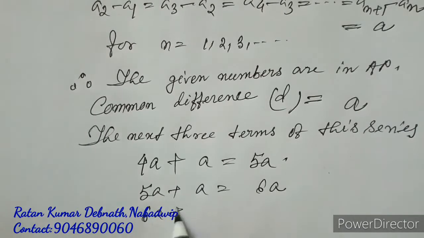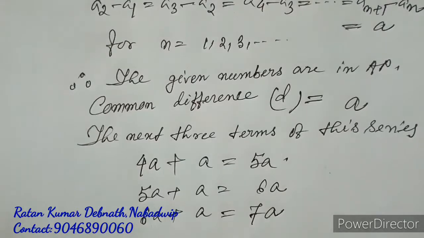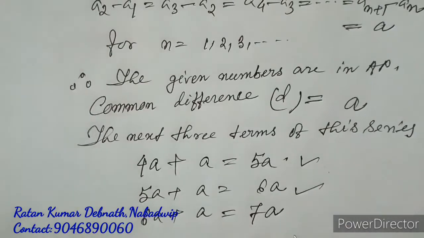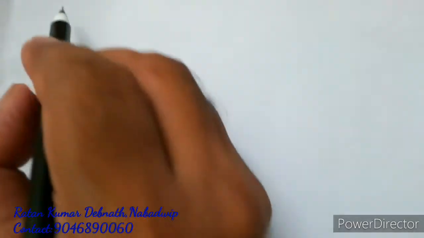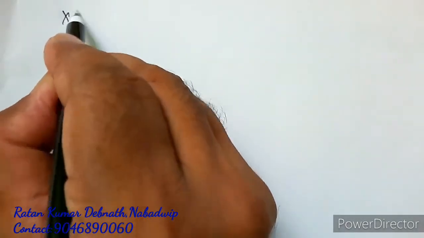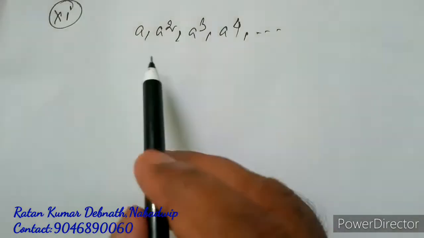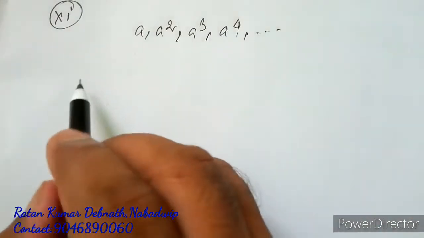Then 6a plus common difference a means 7a. So next three terms of this series are 5a, 6a and 7a. Question number 11 of 4. The terms given here are a square, a cube, a to the power 4, etc.